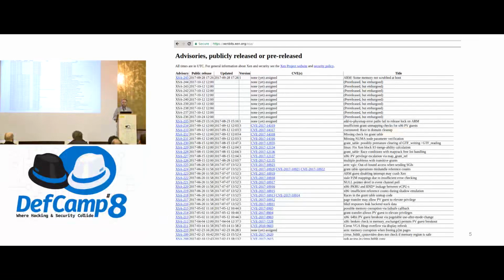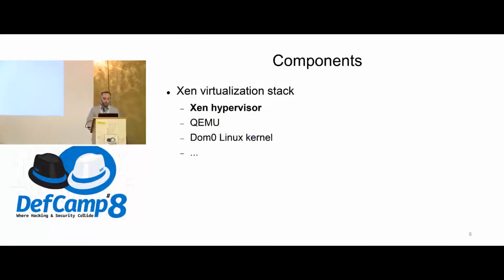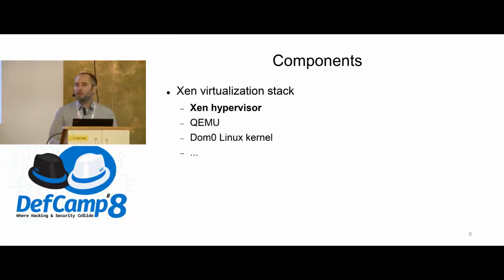And the Xen security team uses a very well-established and reliable process to handle that and to communicate the issues, and the patches are typically of very high quality. Okay, so which components can be impacted by such a modification? Basically anything that is part of the virtualization stack. That means the hypervisor, which is the component I'm going to focus on in this talk, but also QEMU, which is used for device virtualization, the kernel that runs in Dom0 and provides driver backends, and anything that is used in the control plane, and so on.